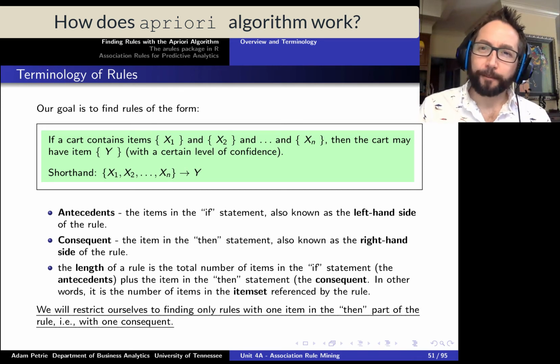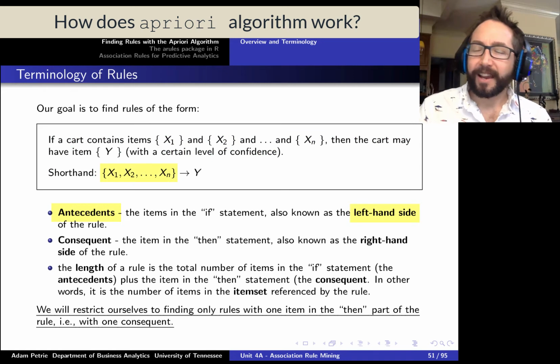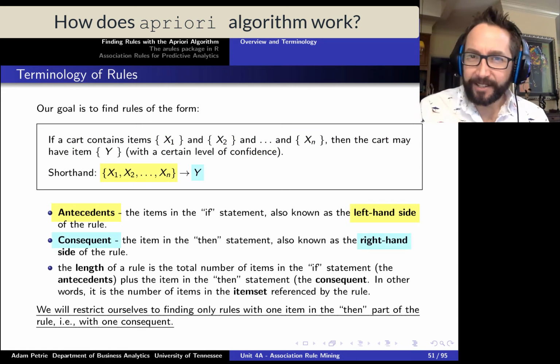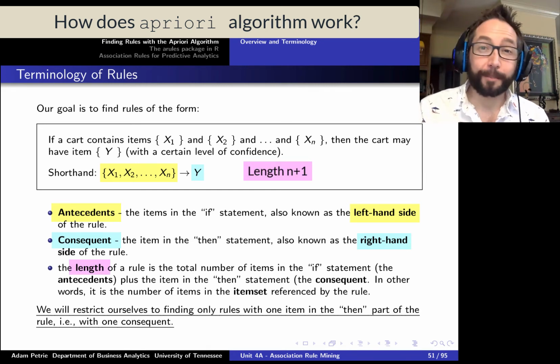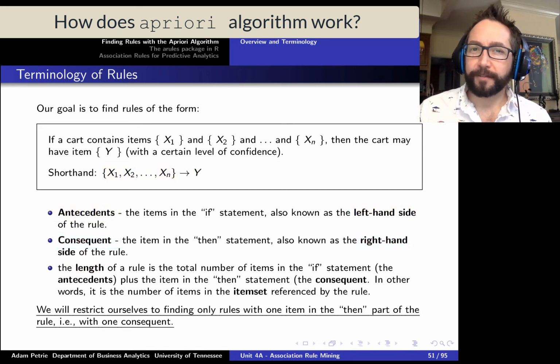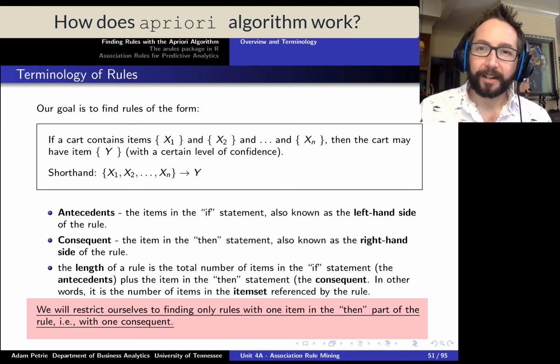So when we talk about the form of the rule, we talk about the antecedents and the consequent of the rule. The antecedents of the rule are just the set of x's. That's what's in the if statement of the rule. If a cart has this combination of items, these x's, then it may also have item y. Item y will be referred to as the consequent of the rule. Now, the length of the rule, we've discussed previously, is the total number of items referenced in the rule. It's the number of x's plus 1, the one item being that y on the right-hand side. So we'll agree to restrict ourselves to finding rules where there's only one item in the consequent.